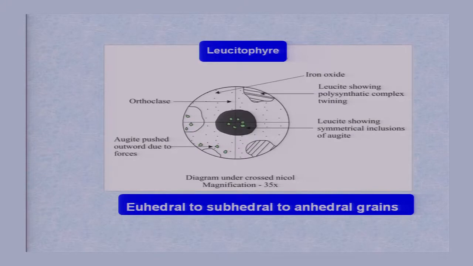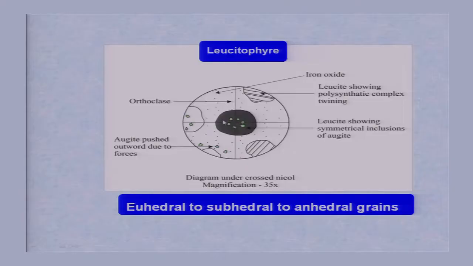Now, leucitophyre. Leucitophyre is another igneous rock. Here again I am showing you a hand drawn picture. In this picture I am trying to show you the isotropic grain of leucite, and this isotropic leucite contains symmetrical inclusions of agate. These colorful green agate crystals are embedded within the isotropic leucite crystals. Euhedral, subhedral and anhedral grains are all present, along with leucite.